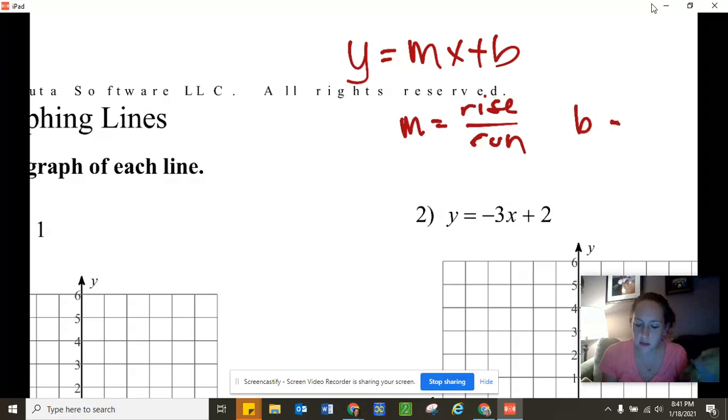And b is your y-intercept. So that's where we're going to start from. And then our slope is going to tell us where to go.